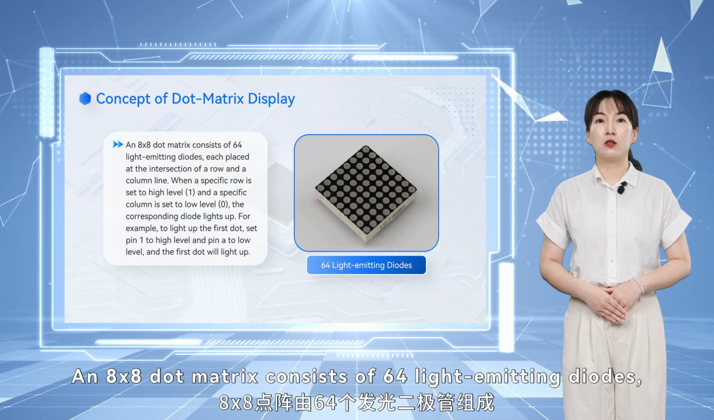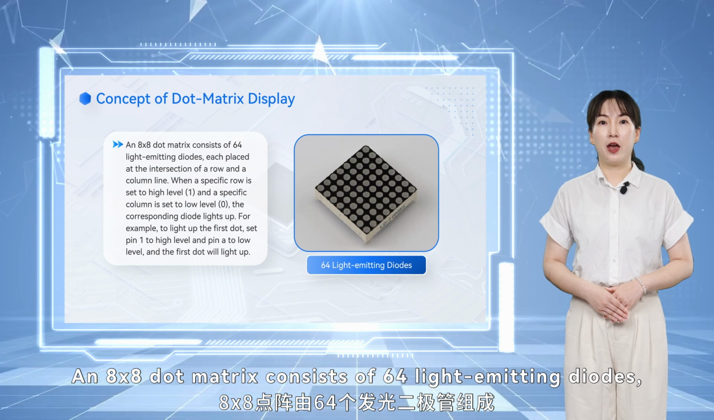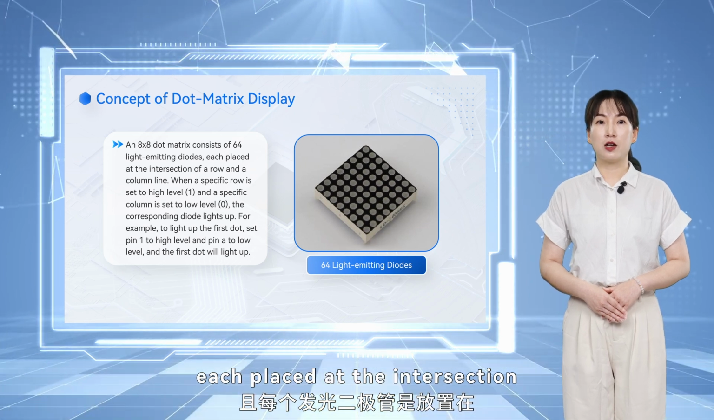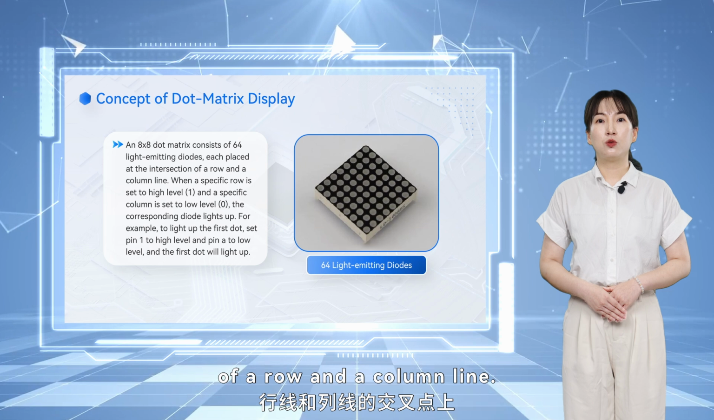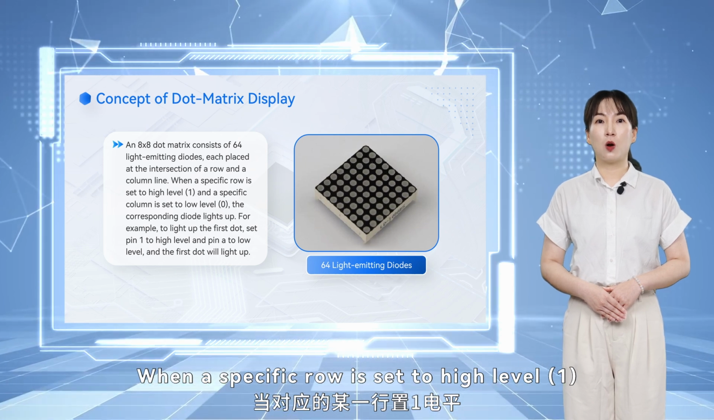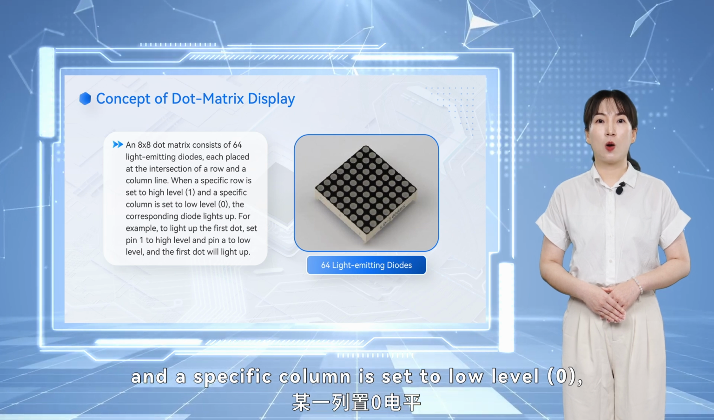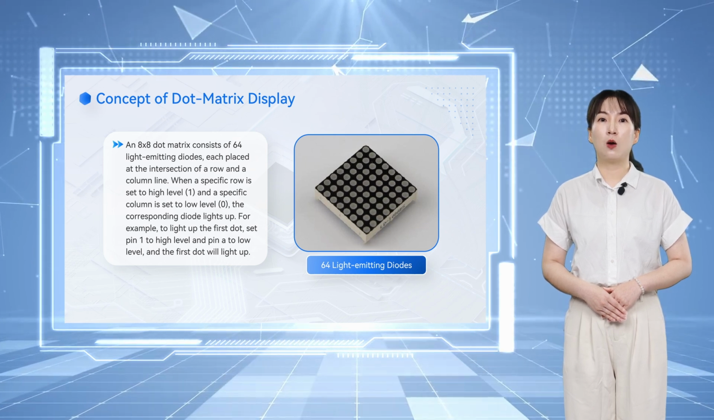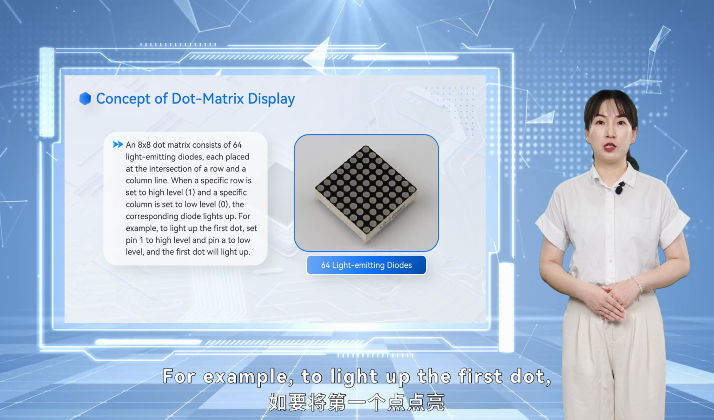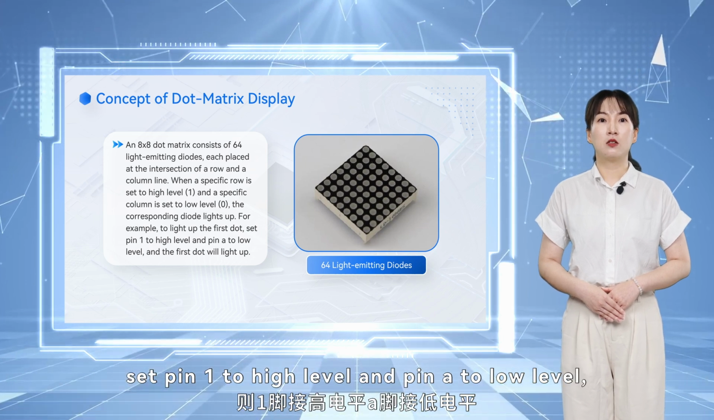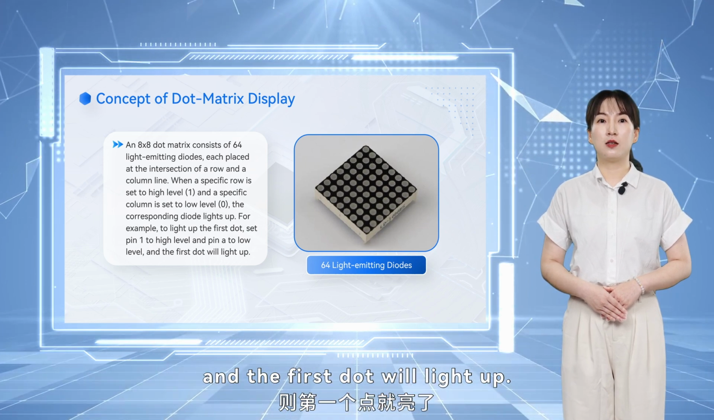An 8x8 dot matrix consists of 64 light-emitting diodes, each placed at the intersection of a row and a column line. When a specific row is set to high level, 1, and a specific column is set to low level, 0, the corresponding diode lights up. For example, to light up the first dot, set pin 1 to high level and pin A to low level, and the first dot will light up.